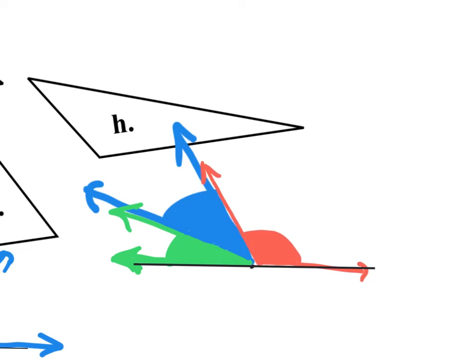Let's resize this red one. There we go. And you can see that we are again forming a 180 degree arc here. So the sum of the angles in our triangle is 180 degrees.